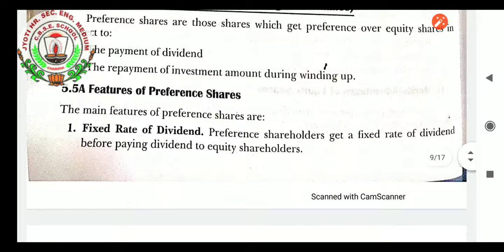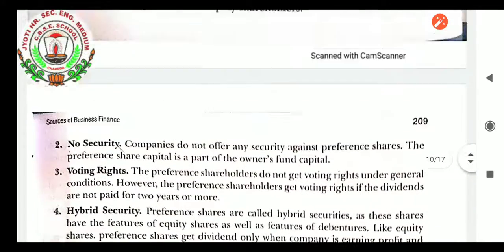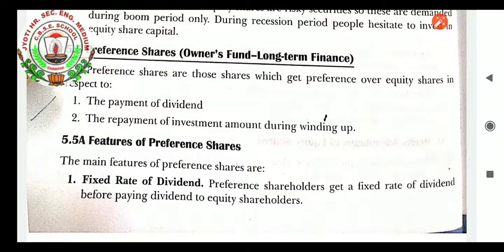Now let us go to the features of preference shares. The very first feature is a fixed rate of dividend. Definitely the preference shareholder gets a fixed rate of dividend before dividend is paid to equity shareholders. So there is always a fixed rate of dividend to be paid to the preference shareholder. Even if a surplus profit takes place, at that time also they will get a fixed rate of dividend. They will not get the benefit as equity shareholders.